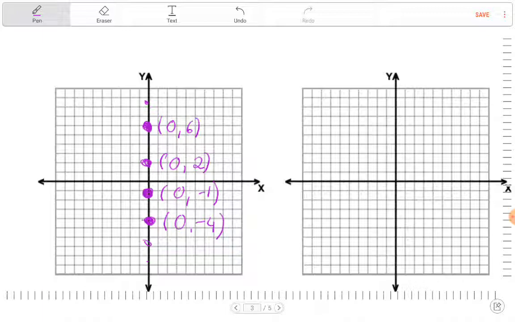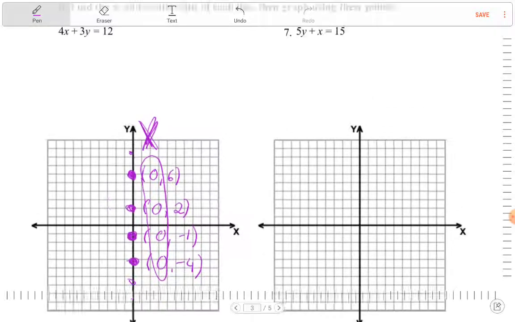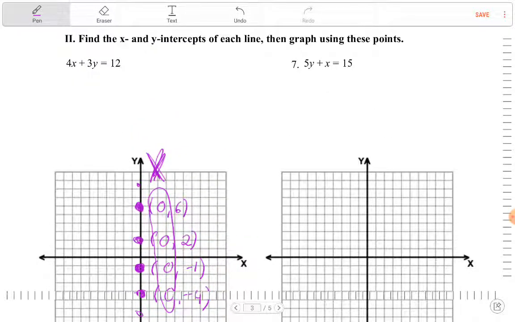What do we see happening when we talk about coordinates of the y-intercept? Now we see anytime I have a y-intercept, my x coordinate is always 0. So if I want to find a y-intercept, my x is always going to be 0, and then a number behind it, that's going to be your y-intercept.